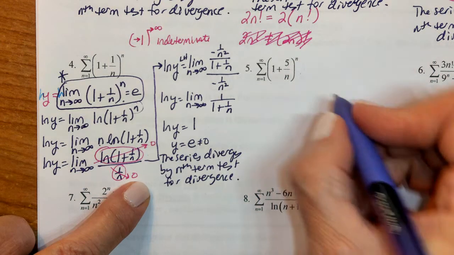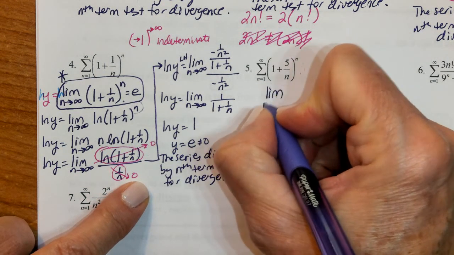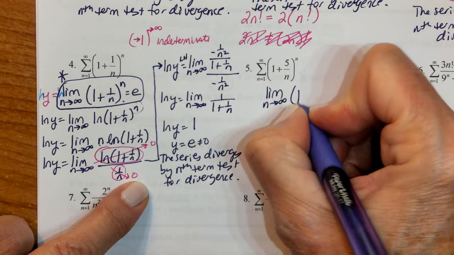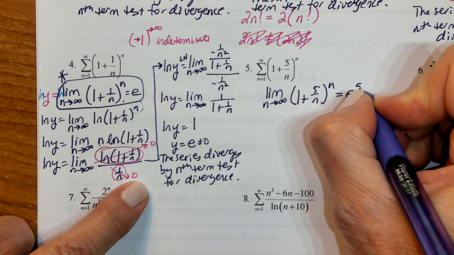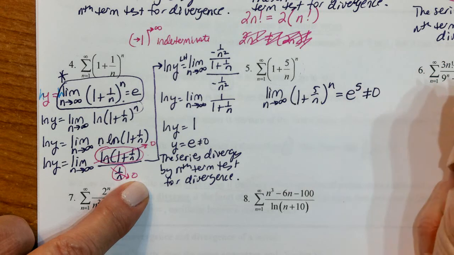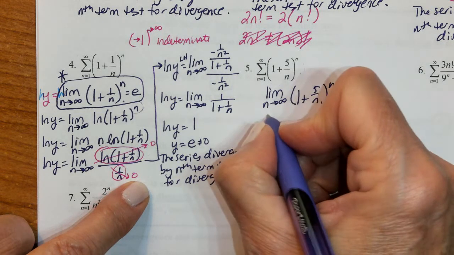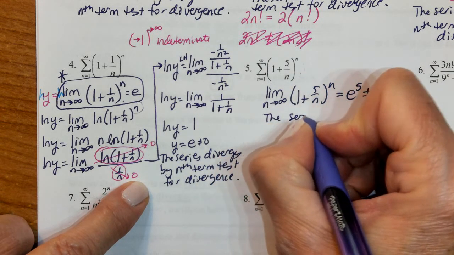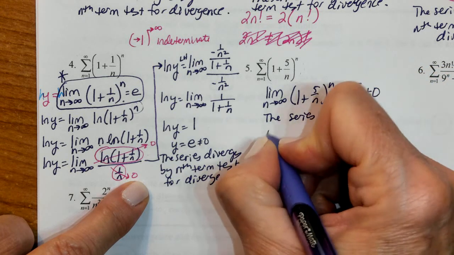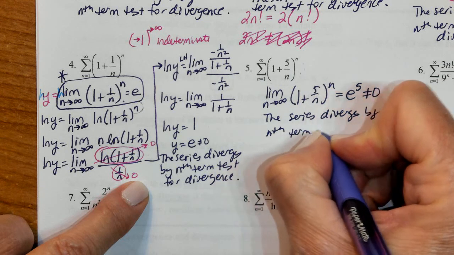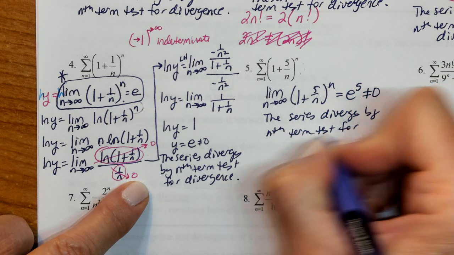All right, number 5. Well, I know this limit is equal to e to the 5th, which is not 0. Therefore, the series diverges by nth term test for divergence.